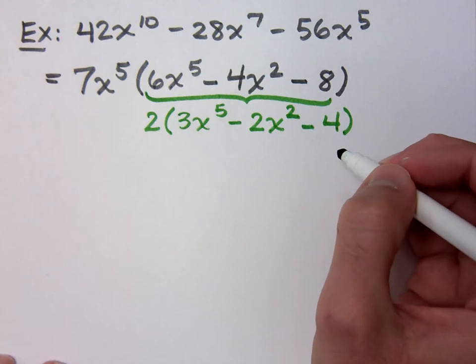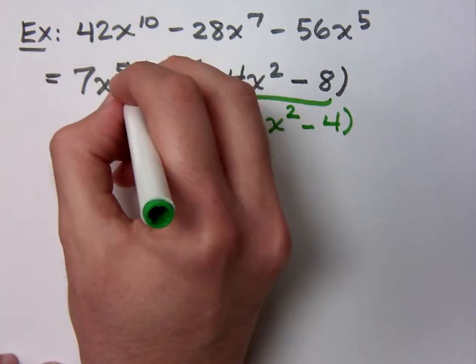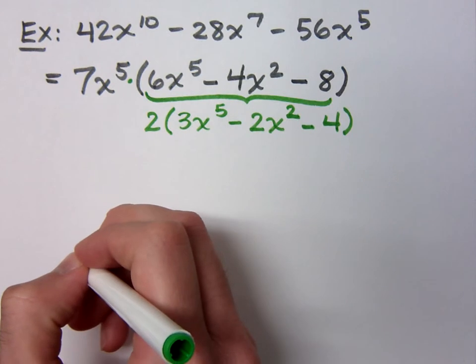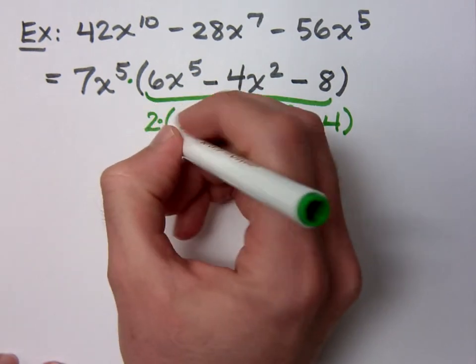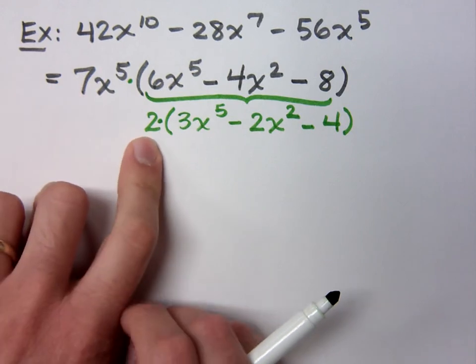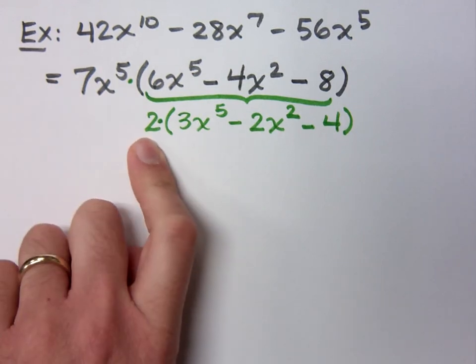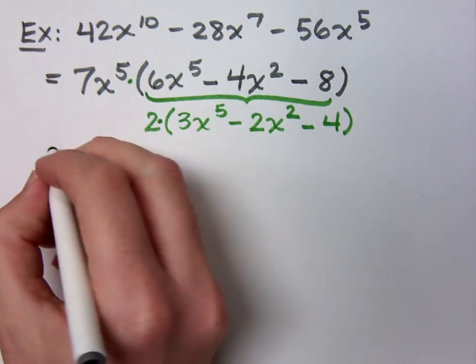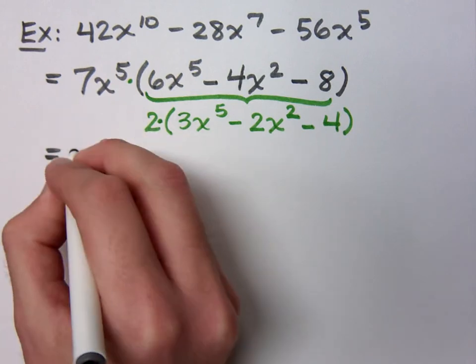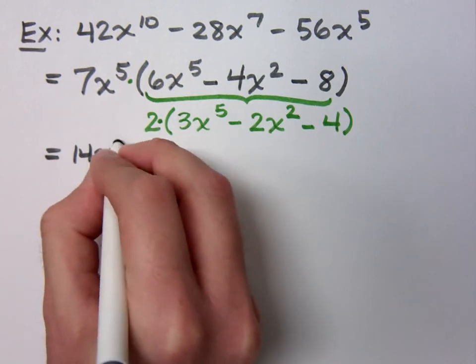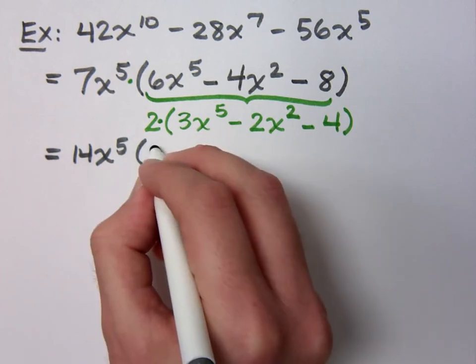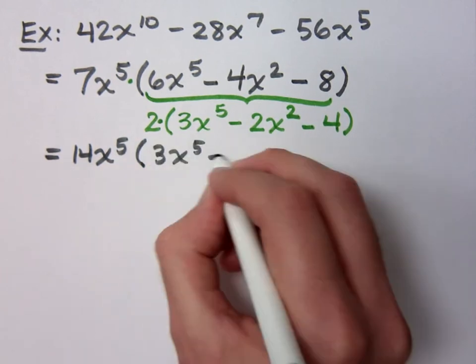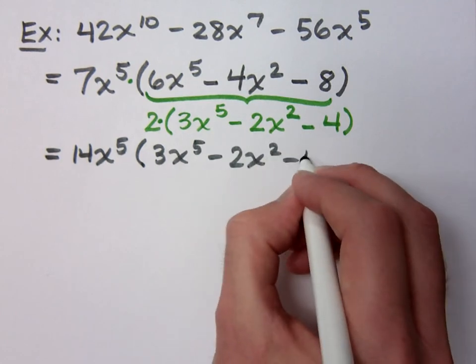Now notice that when I took out the 7x to the 5th earlier, this was multiplication here. Now that I'm taking out the 2, this is still multiplication. So if I took out a 7 and I took out a 2, that means that my GCF was supposed to have been what? 14x to the 5th, right? Even though we didn't see that, that's not necessarily a bad thing. Maybe you need to look at it piece by piece so you can see that 2 times 7x to the 5th is 14x to the 5th. That's my true GCF. And then what I have left is 3x to the 5th minus 2x squared minus 4.